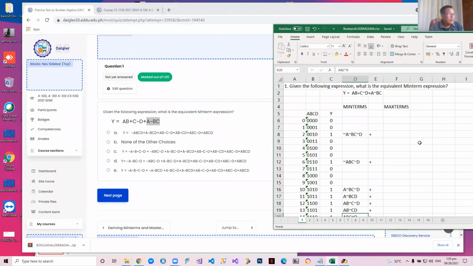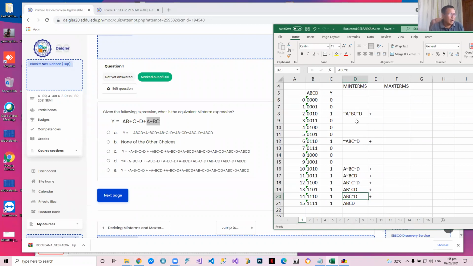Okay. How many min terms do we have? We count: 1 2 3 4 5 6 7 8, and then we'll just count now the lines which have 8 min terms, because those that do not have 8 min terms are automatically not included, no? Because there has to be 8 min terms. 1 2 3 4 5 6 7 8, no? So we have 1 2 3 4 5 6. So this is not it.